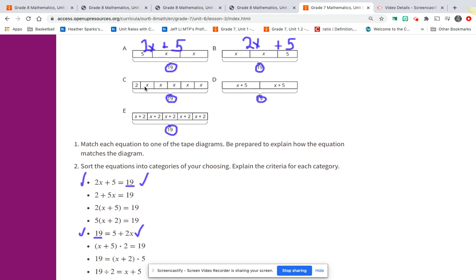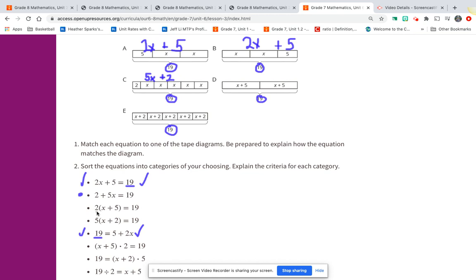All right, on the next one, I see that I have a 2 and then 1, 2, 3, 4, 5 x's. So 5 x's and a 2 makes 19. So that one would be right here. 2 plus 5 x's. 2 and 5 x's. And I'm checking to see if there's any more that would match up with that one.